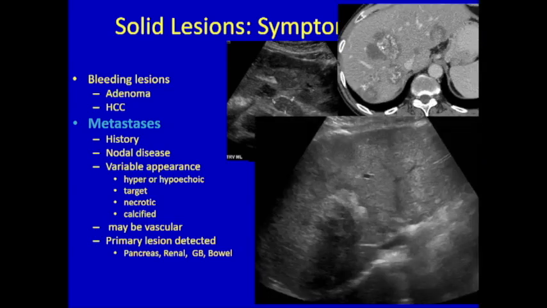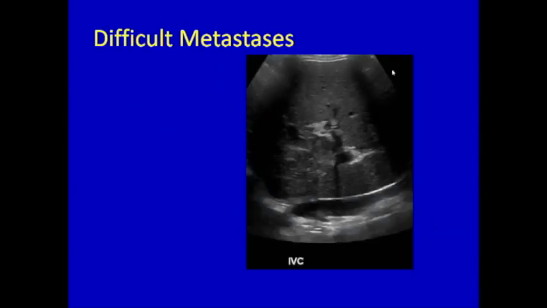Here's another lesion, calcified lesions you can see here on ultrasound as well as on CT, and for those you think about a mucinous lesion like colon cancer. I want to spend a little time on the difficult metastases. So it's easy when you have a discrete lesion, you know you've got to characterize it, right? What about the ones that we can't see?